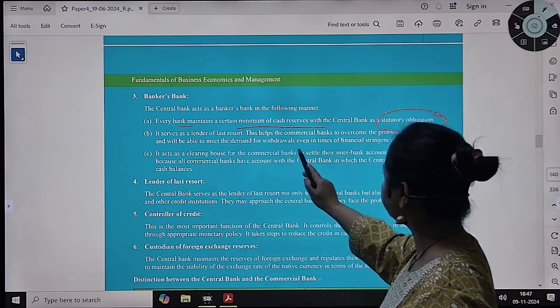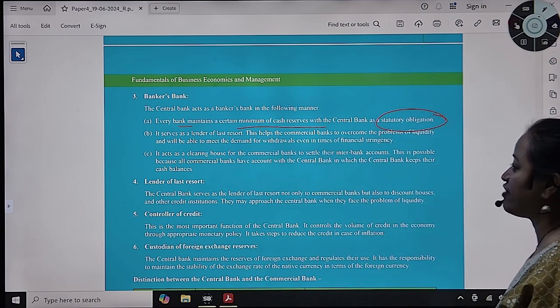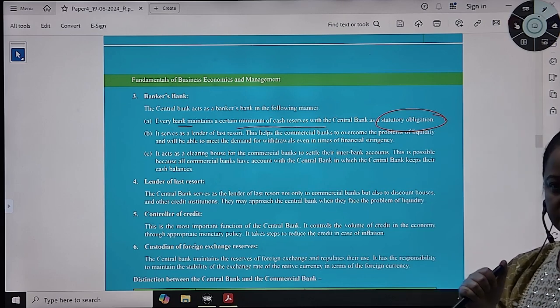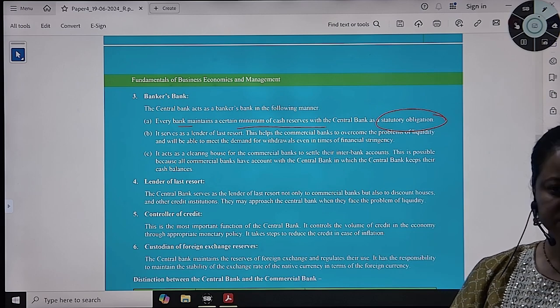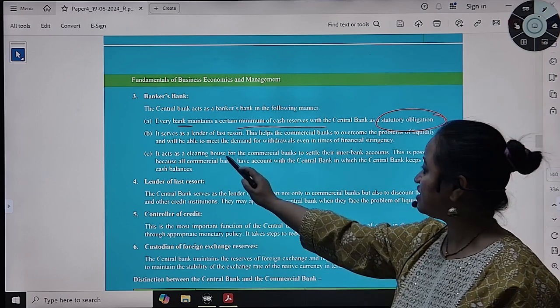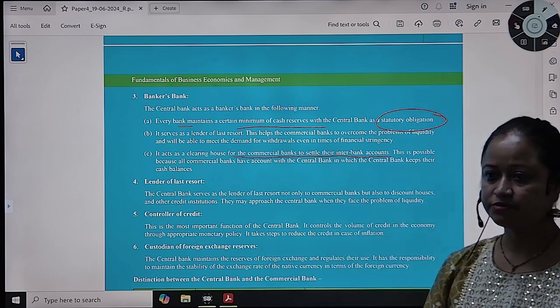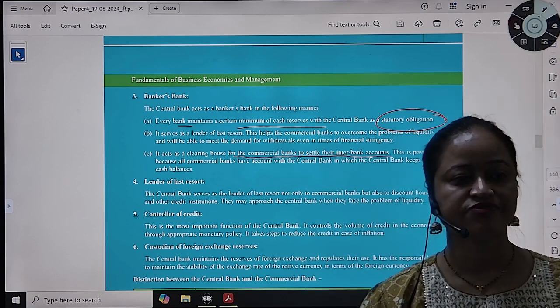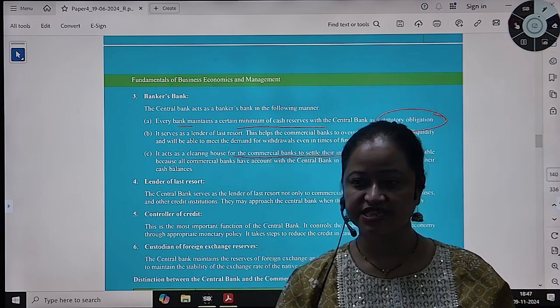That is one. It helps the commercial bank to overcome the problems of liquidity. Whenever any commercial bank faces any kind of financial crisis, it is helped by the central bank. Then it acts as a clearing house for commercial banks to settle their interbank accounts. The clearing house function works because every bank has an account with the central bank.